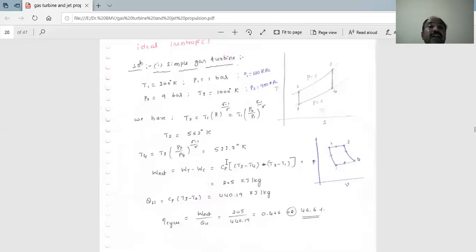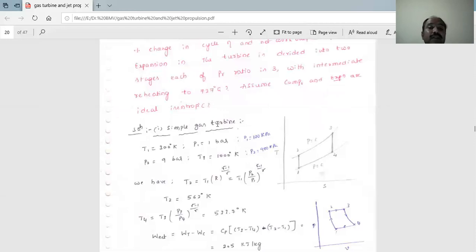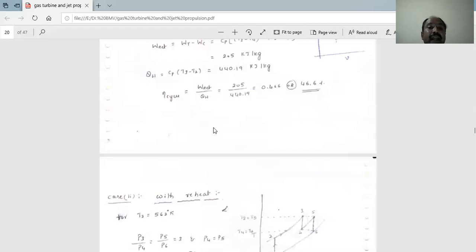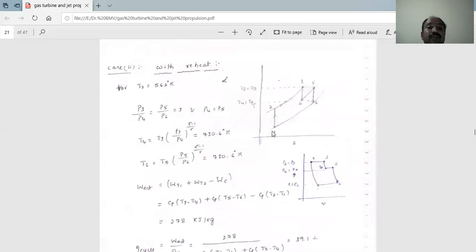Once again, reheating will take place, that is reheating of the gas turbine to 727 degrees centigrade. When reheating a gas turbine, we have to write down the PV and TS diagram. This is the way of writing the PV and TS diagram. Already we know this theory, and based on that we write down the TS diagram.